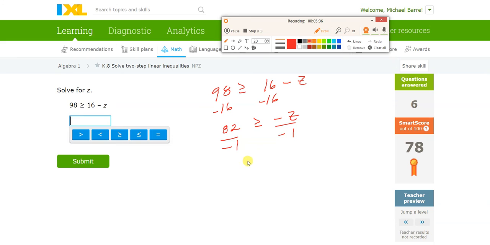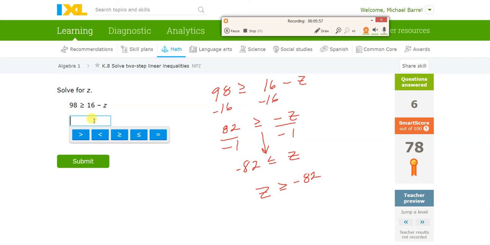Here's the flip. Negative 82 is less than or equal to z. See the flip that just occurred right there? There's the flip. And here's the flop, just because I like to write it this way better. Notice the mouth is eating the z either way. z is greater than or equal to negative 82.